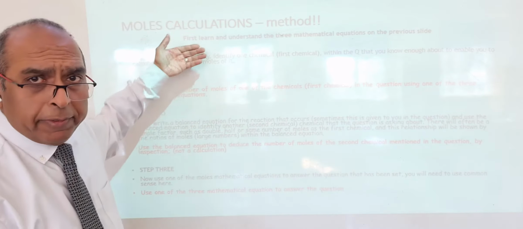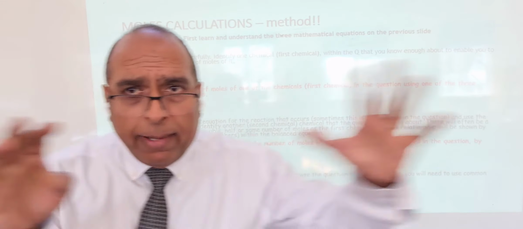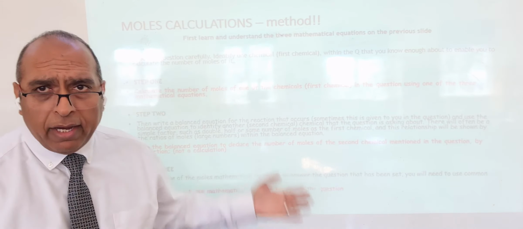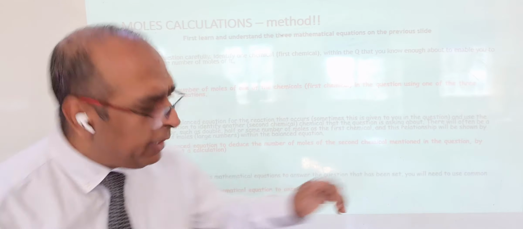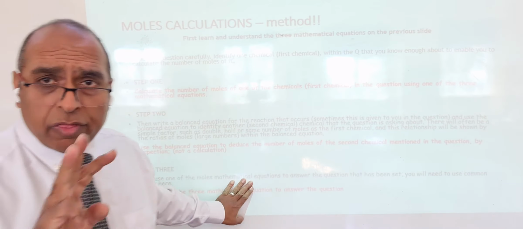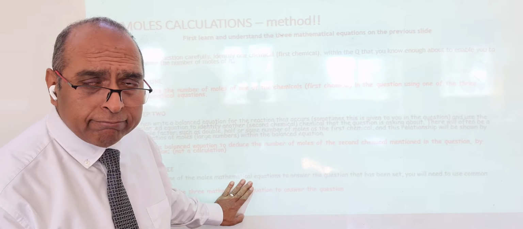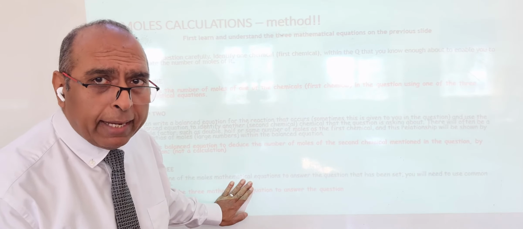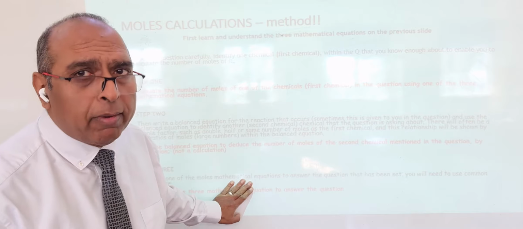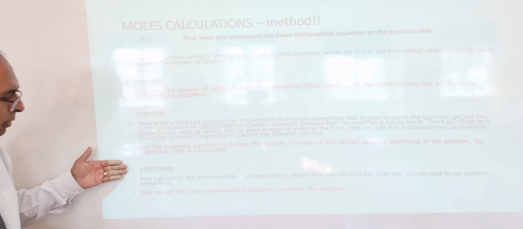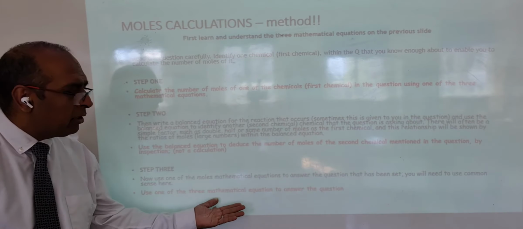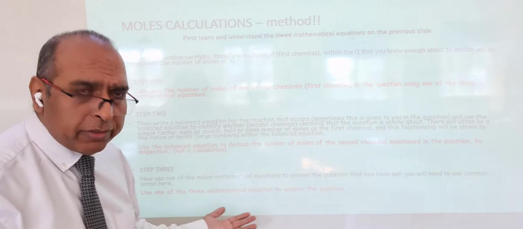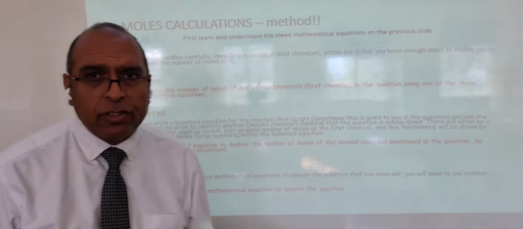So having worked out number of moles of the first chemical, having got a balanced equation, having derived by ratio the number of moles of the second chemical, now you use one of the three equations again to work out an answer for your problem. And that's what step three says. Step three says, now you're going to have to use some mathematical equation, one of those three equations, to answer the question.